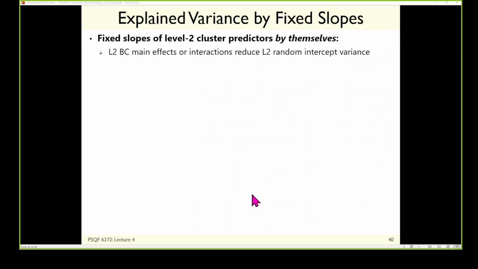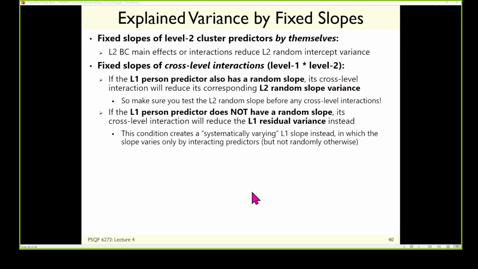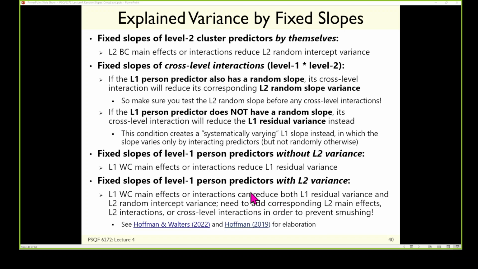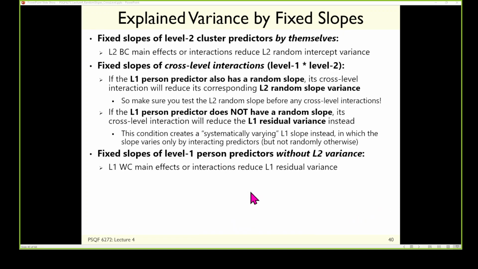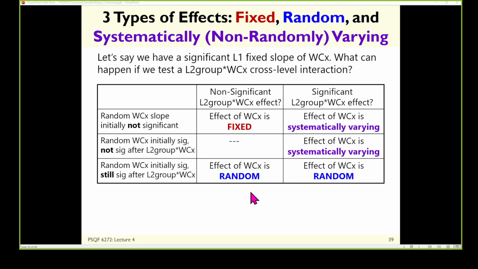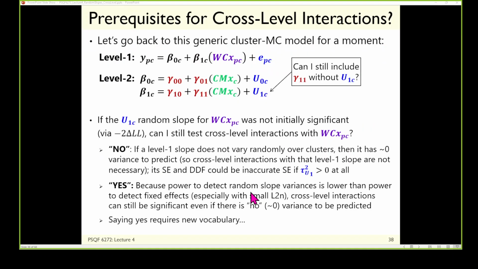There. Okay, so now I have some slides about variance explained. Formative assessment question. But let me go back to the model here for a second, because I can illustrate this much more simply.